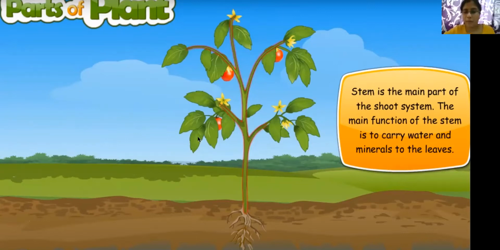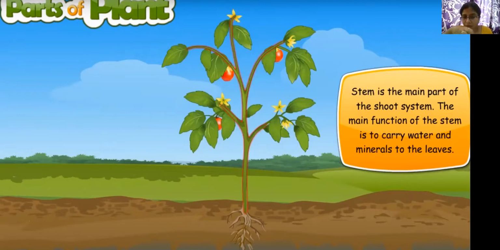It is like our backbone which keeps us straight, and it is connected to all the different parts. So from the stem, there are different branches, correct? Small stems extending outside. Yes. So what does this do? The main function of the stem is to carry water and minerals to the leaves. Yes. The root absorbs everything and it sends it through the stem.